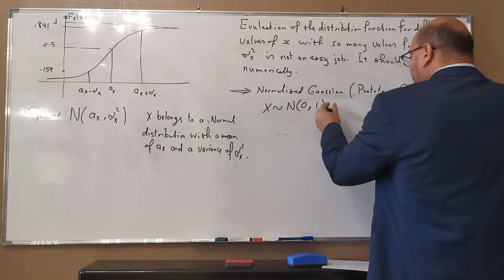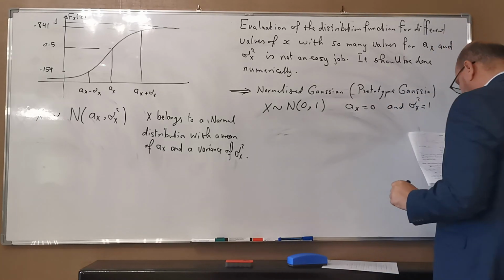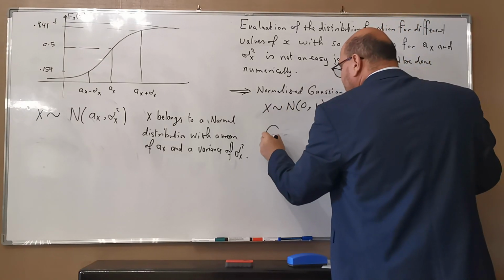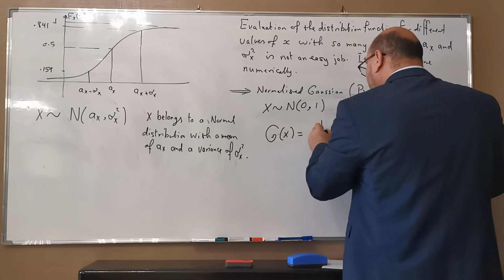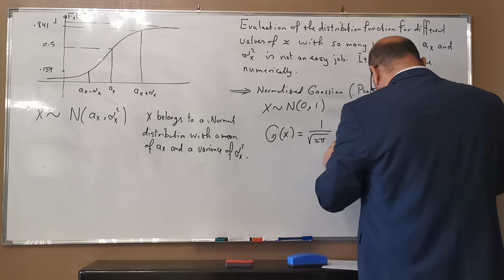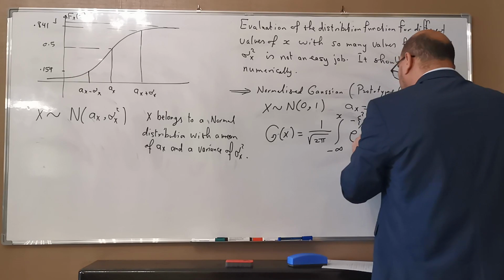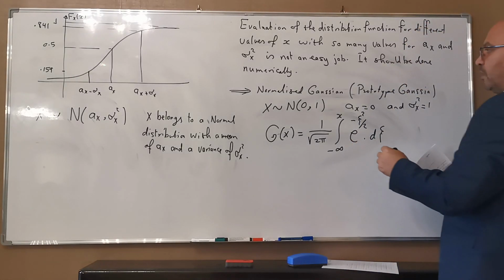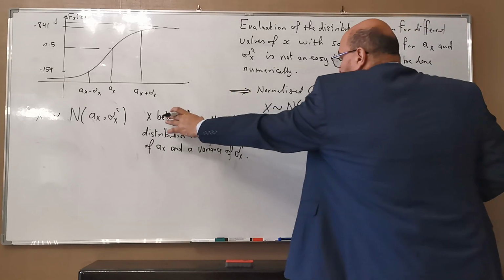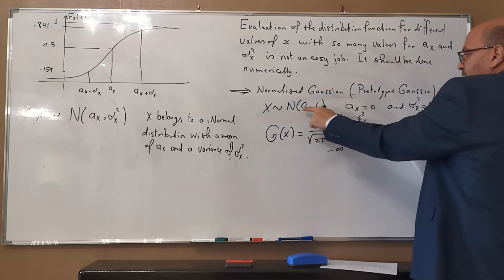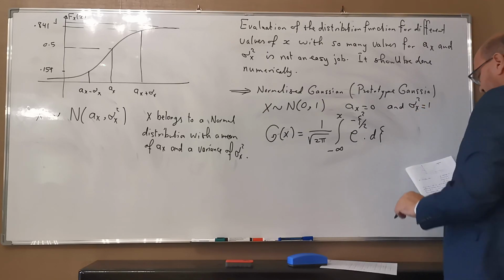So in this case, we have ax equal to 0 and sigma x squared equals 1. We will call this normalized Gaussian g of x. So our g of x is 1 over square root of 2 pi, the integration from minus infinity to x, e to the minus z squared over 2 dz. So this is our normalized Gaussian. Always transform the distribution from any distribution with any ax and sigma x squared to a distribution with zero mean and unit variance, with ax equals 0 and sigma x squared equals 1.